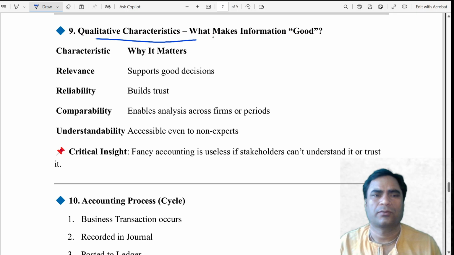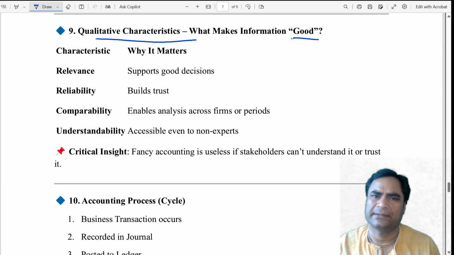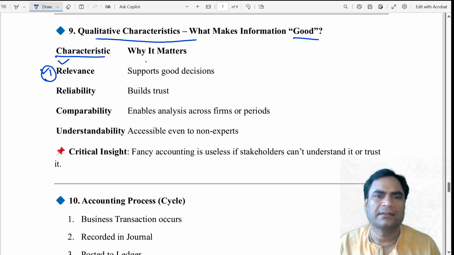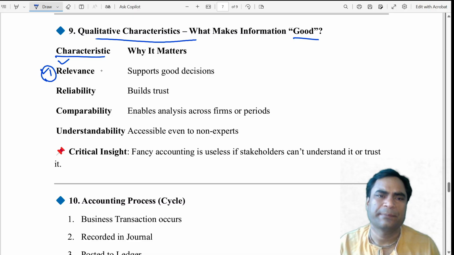So, qualitative characteristics means how any accounting information, whether it is good or bad, is determined. So, this is determined through some characteristics. The first characteristic is relevance. Relevance means the accounting information must be related to the purpose we are going to fulfill. If it is serving our purpose, then the information is known as relevant, right?